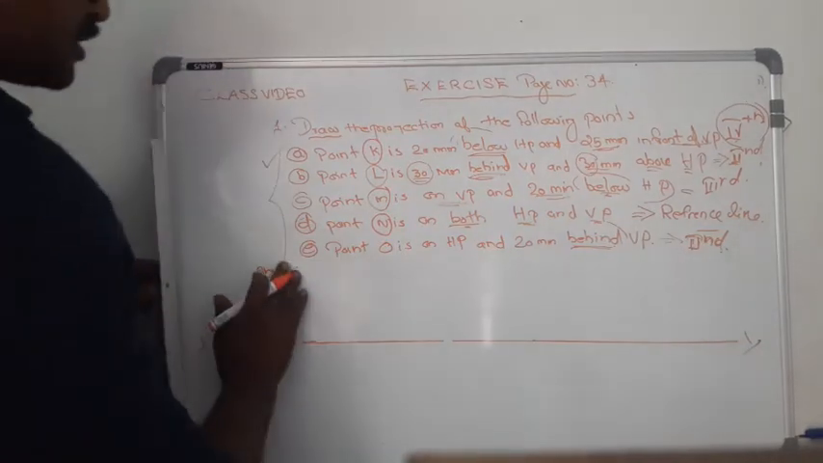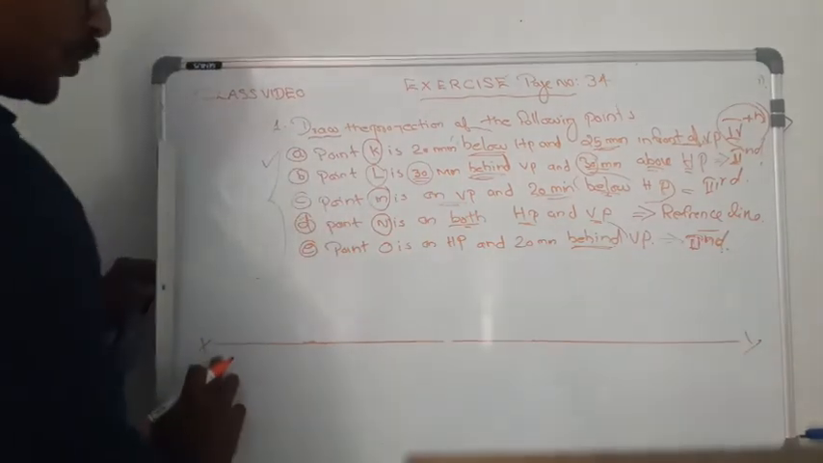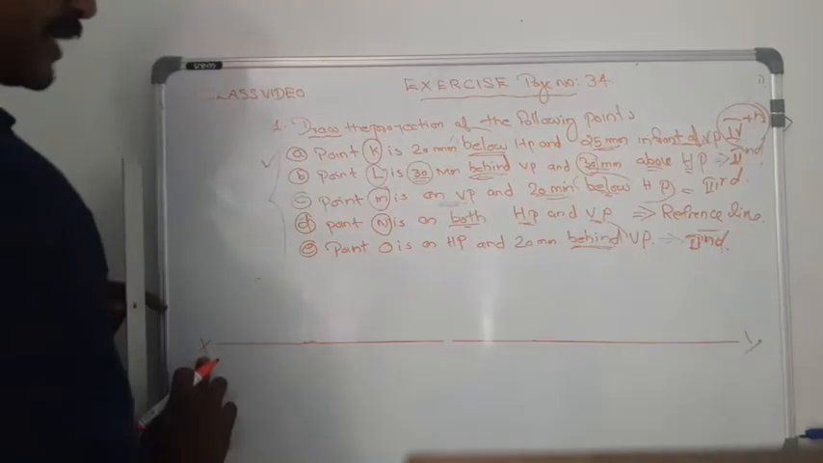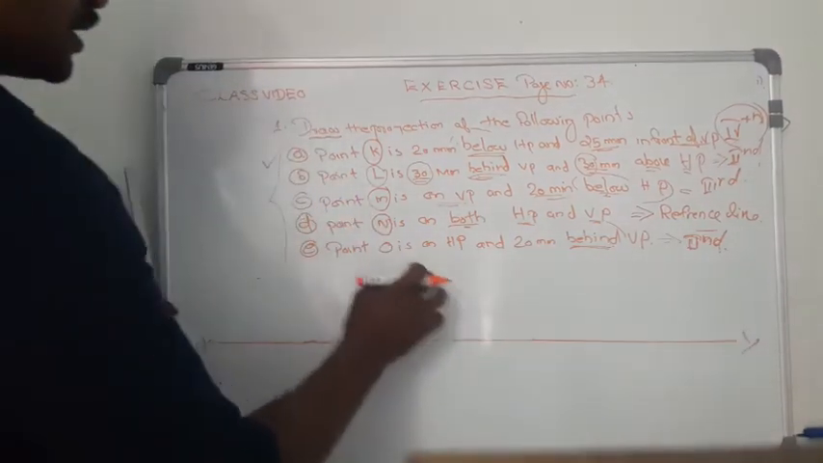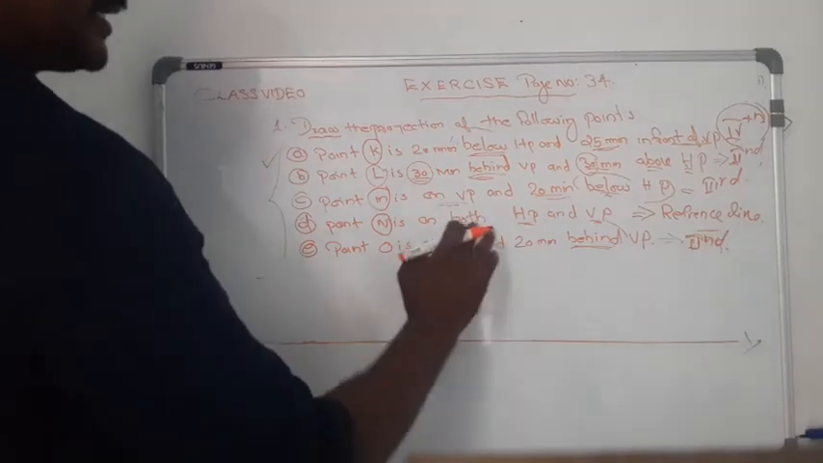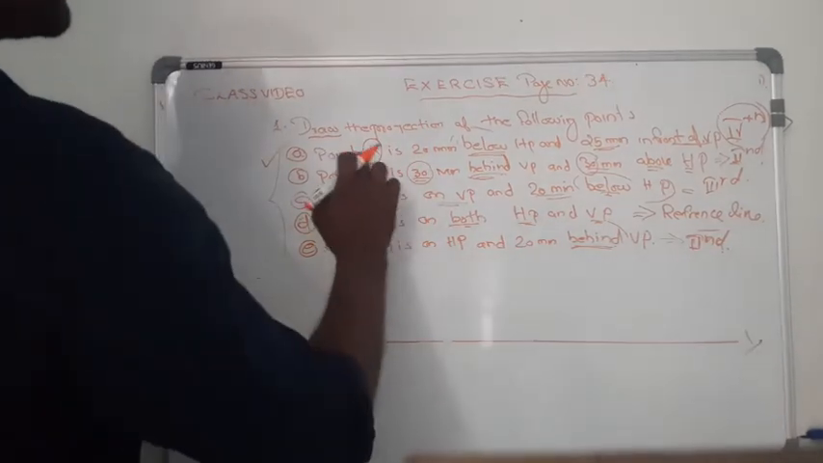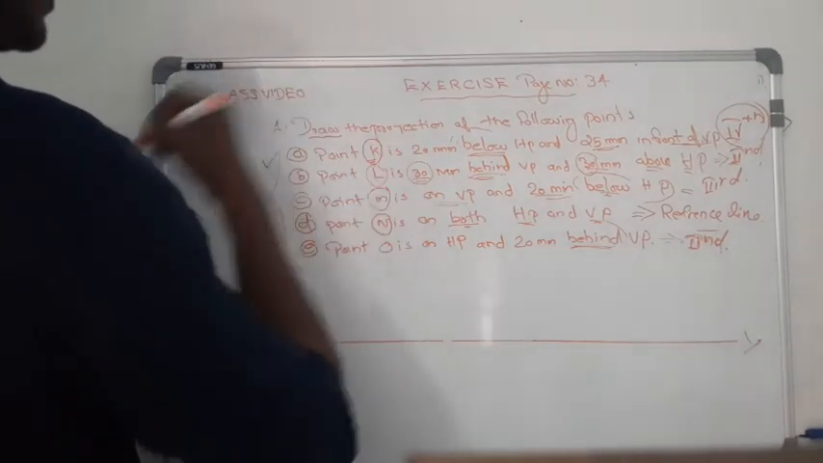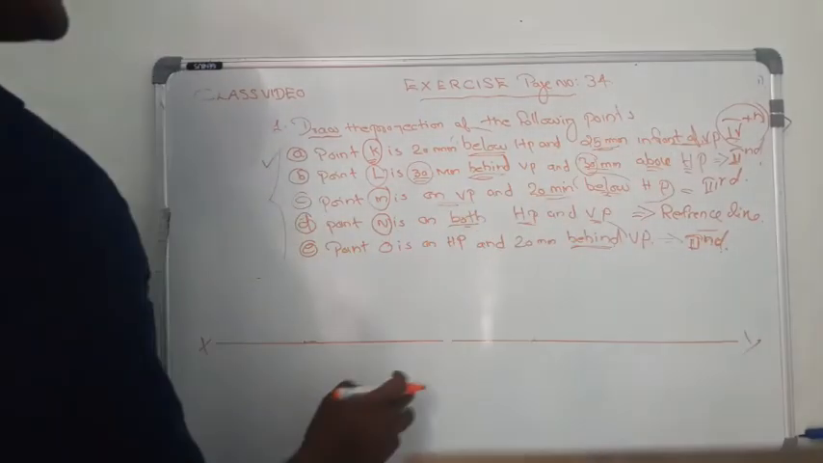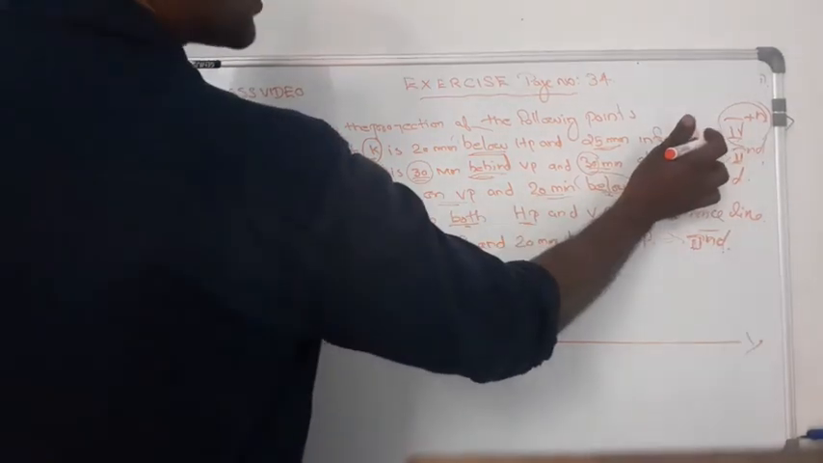For answering the question, first we have to draw a common XY line. I draw here a long XY line. This is X, this is Y. Because every answer has a distance of 30 mm apart from each other. So, first attempt the point K, that is 20 mm below HP and 25 mm in front of VP. That means this is in the fourth quadrant.